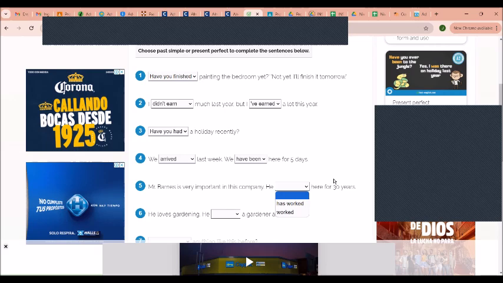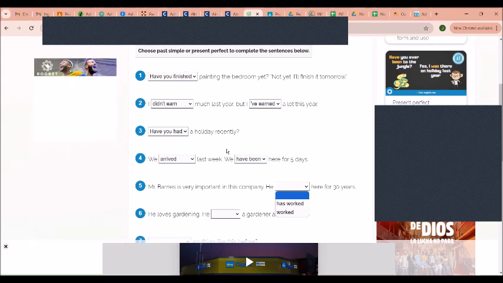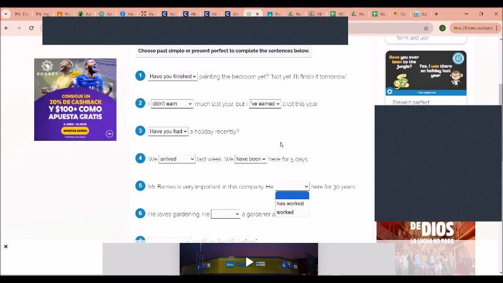My partner is very important in this company. He worked here for 30 years. Right, same as before. Periods of time, we use present perfect because we're talking about the experience over time. He has worked here for 30 years. Mr. Barnes is very important in this company. He has worked here for 30 years.